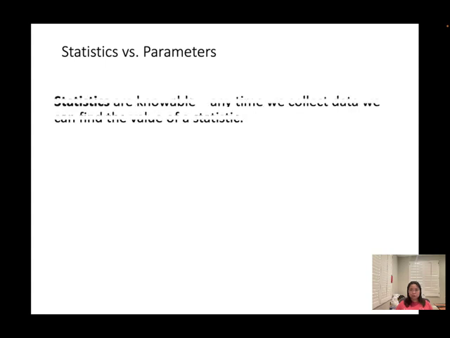Statistic versus parameter. Statistics are knowable. Anytime we collect data, we can find the value of a statistic. Because a statistic describes the sample, we can collect the data from the sample. So every time you should be able to find the statistic.